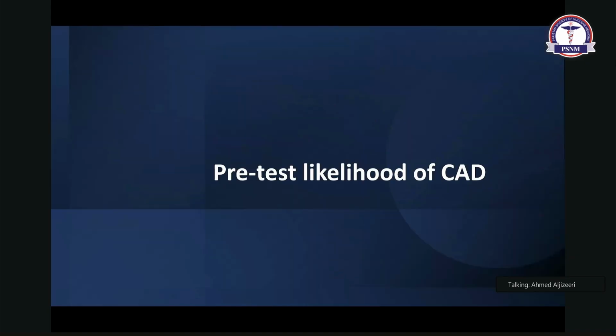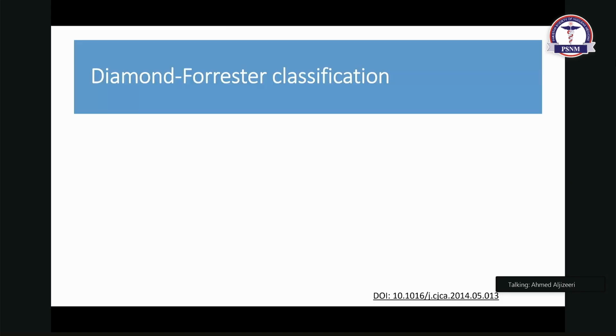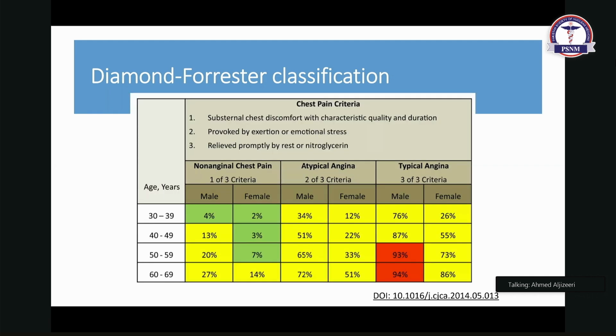This usually goes to the pre-test likelihood of coronary artery disease. And luckily, over the past 30 years or so, we have a lot of risk models that tell us the likelihood of the disease. It started with the Diamond-Forrester classification, published in the late 1970s, and it is a very simple approach. We look at the age of the patient, the gender of the patient, and whether the patient has typical anginal chest pain, atypical anginal chest pain, or non-cardiac pain. Based on these 3 criteria, this will plot the patient as low risk, high risk, or intermediate risk.